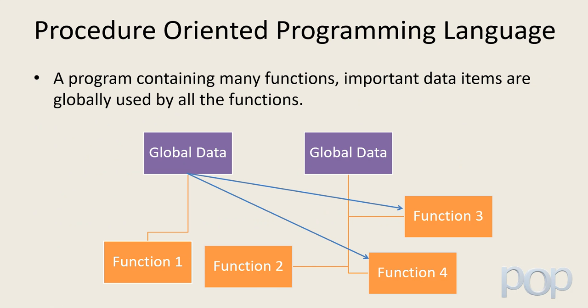Important data items are globally used by all the functions. So you can see data are globally declared, so that the same data can be used in any number of functions you want. So it is not necessary to declare separate data. Important data can be declared globally, so that it can be shared by all the functions in the program.